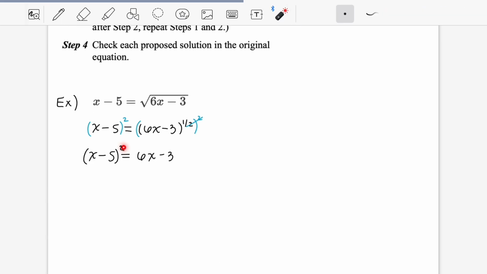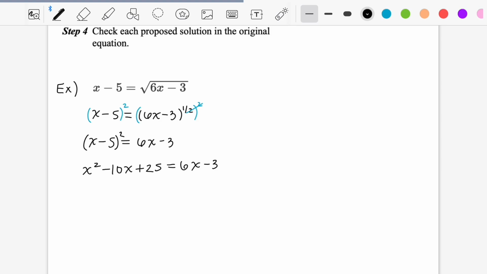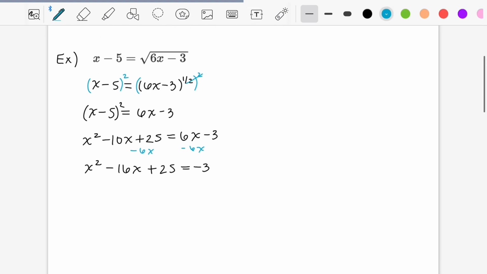Now, foiling this, we'll get x squared minus 10x plus 25, and then that'll be equal to the 6x minus 3 on the right-hand side. Now we can solve this like normal. First thing I'll do is subtract 6x on both sides. So we'll get x squared, and then we have minus 10x minus 6x, so that'll be minus 16x, plus 25 is equal to negative 3. Then we'll add 3 to both sides, and we'll get x squared minus 16x plus 28 is equal to 0.